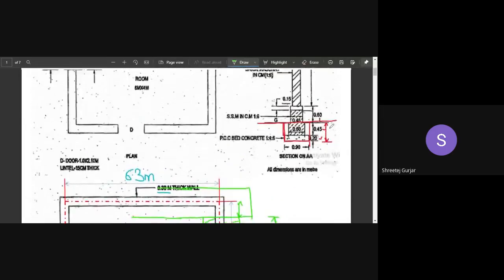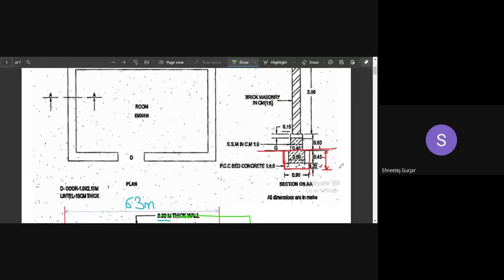Okay, so let me just come to the section here so that you will understand better. So the PCC bed is here. At the bottommost part, it is always laid touching the ground. So this part is our PCC bed. What is the width? The width is 0.9, easy. Then your depth is 0.2. And what about your length?